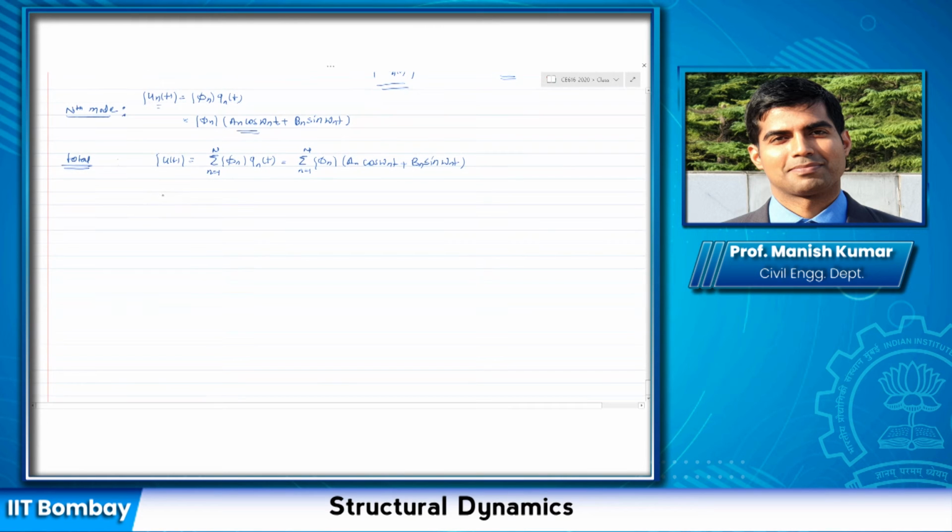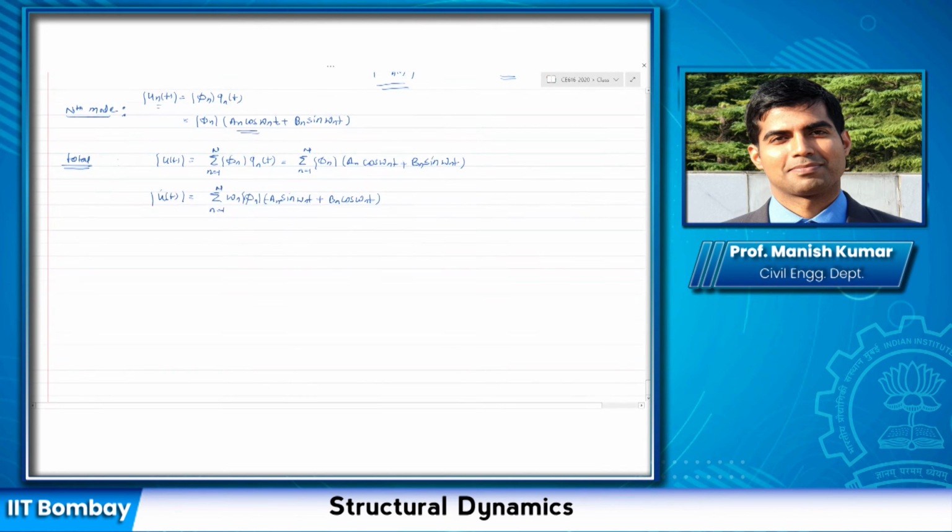What is u dot of t here? I just need to differentiate both sides with respect to time, and I will get the summation n equal to 1 to N. I will have omega_n times phi n times minus A_n sin omega_n t plus B_n cos omega_n t.